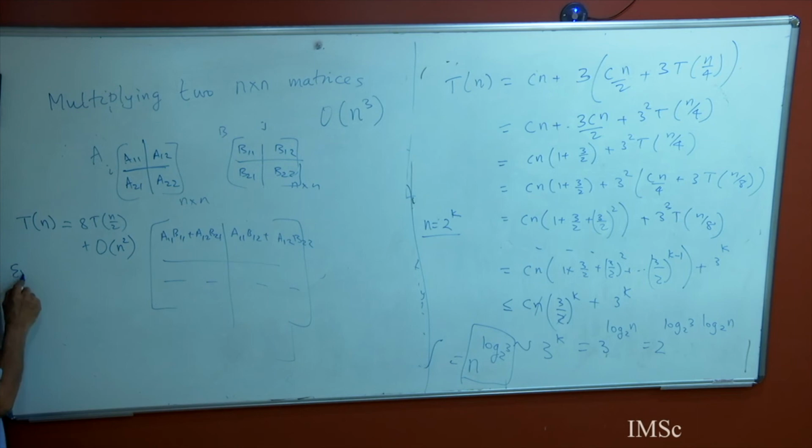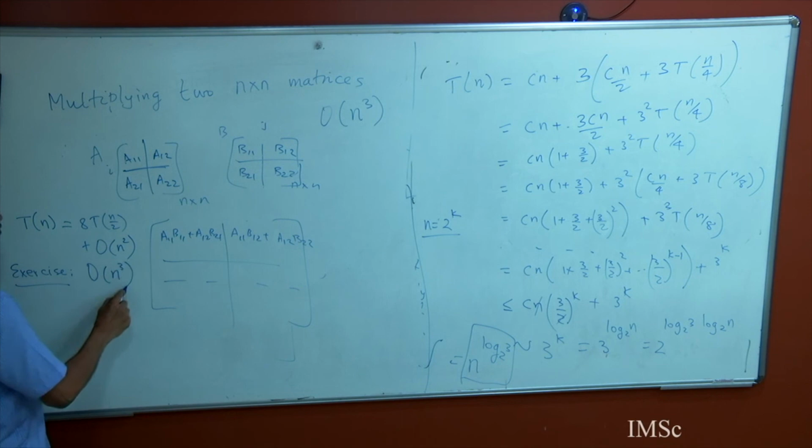Exercise. Solve this recurrence relation exactly the way we did. Try and keep expanding it and see how much time it is. What is your guess? It turns out it is n cubed. Not really an improvement, because that is the algorithm we started off with. Anyway, it looks sophisticated because we are dividing by half the size and so on, but it does not really improve. Okay?